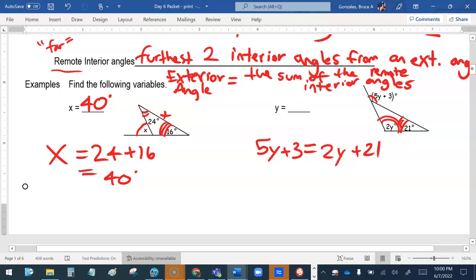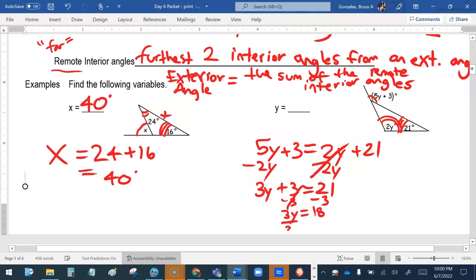Now, y is on both sides, so like we've talked about before, you get rid of the smaller one. Smaller y is 2y. What's the opposite of a positive 2y? Minus 2y, minus 2y. I get 3y plus 3 equals 21. Get rid of the loner. Minus 3 is 18. And then get rid of that 3 by dividing by 3. So y gives me 6.